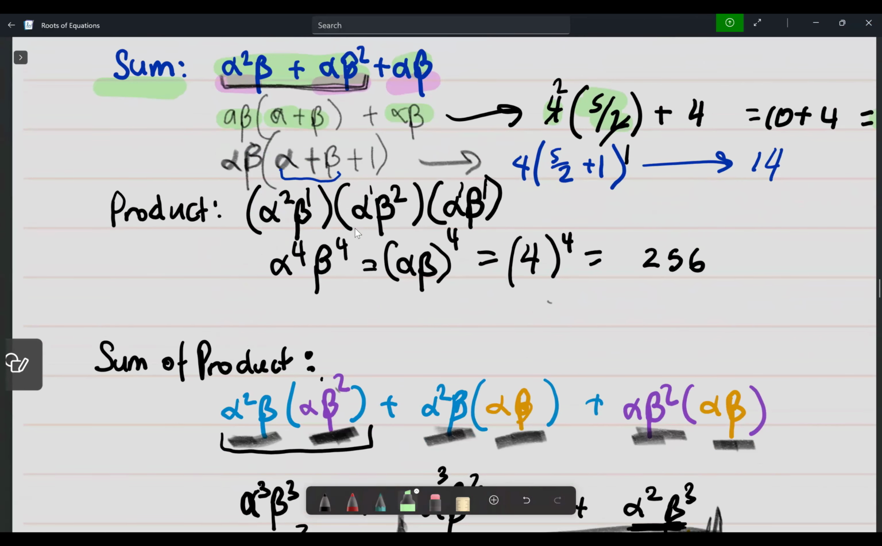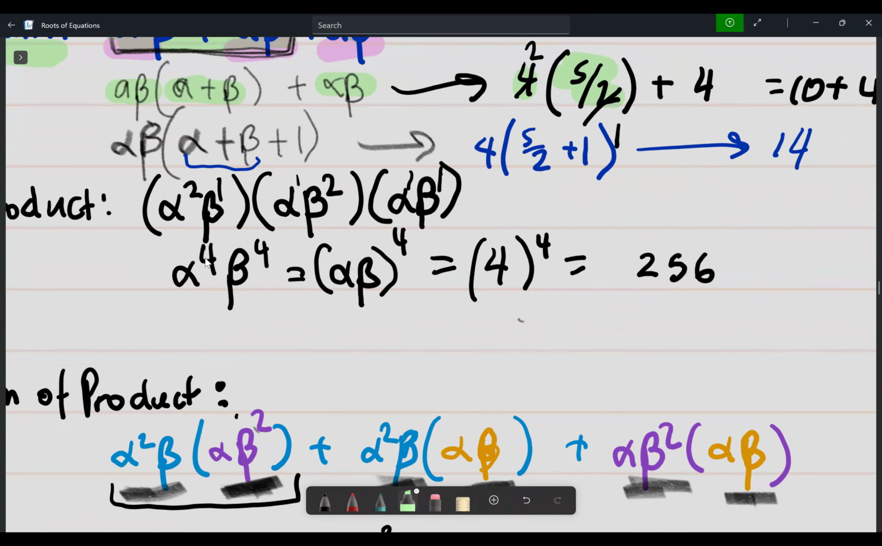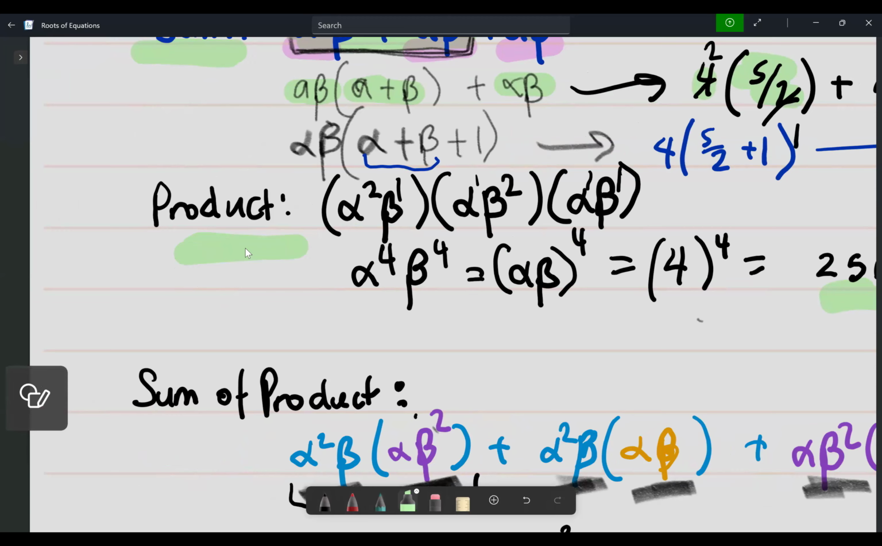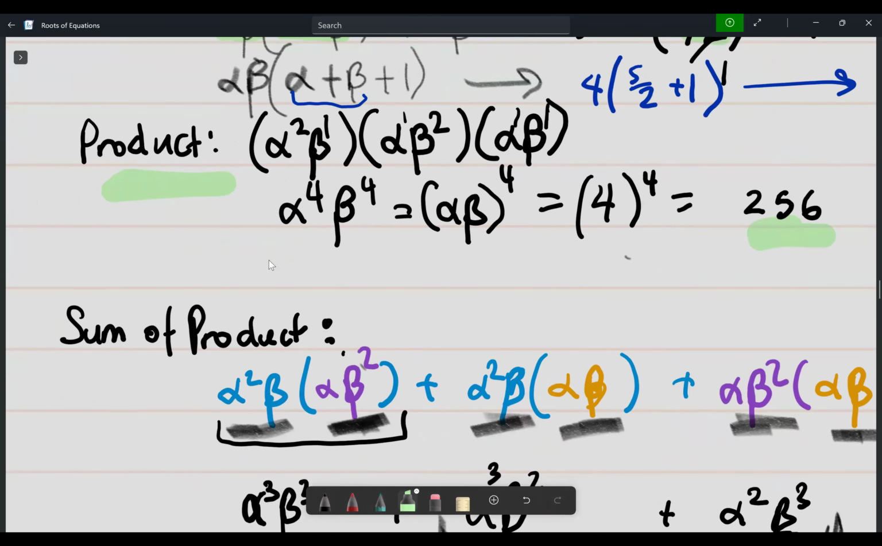Now it says to find the product. Multiplying all the roots, we get alpha to the 4 times beta to the 4. We know that this is the same thing as alpha times beta all to the power of 4. I'll get 256. So that's the product for the cubic, the product of the roots.